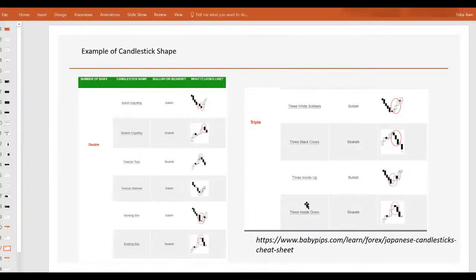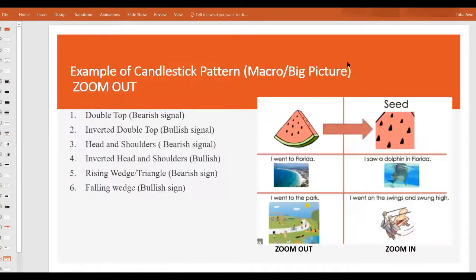Okay, so that's all for examples of candlestick shapes or candlestick formations. You can get these from this website. This site, babypips.com, is a forex website. So you can get the chart from there and familiarize yourself with it.